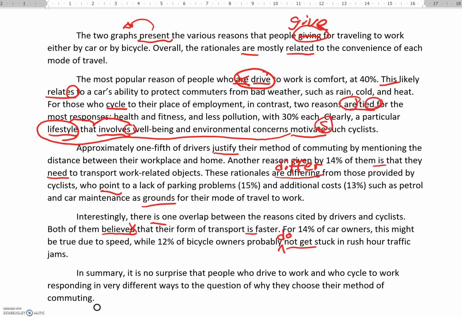Right, the conclusion. In summary, it is no surprise that people who drive to work and who cycle to work, responding. This is similar to, remember at the beginning, the verb ing mistake, responding. Just verb ing by itself. So easy to fix, just take out the ing in this case because the subject is plural, right? People respond in very different ways to the question of why they choose their method of commuting.